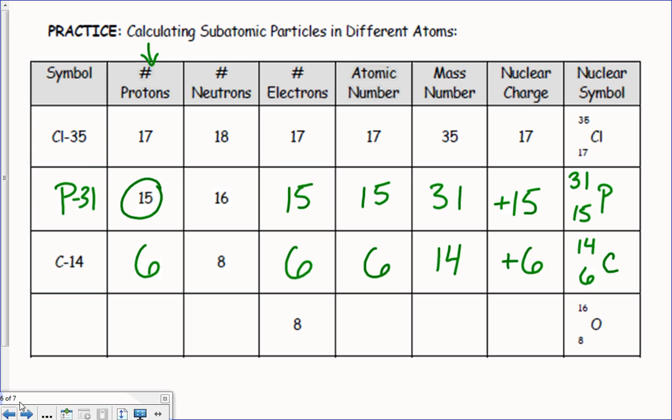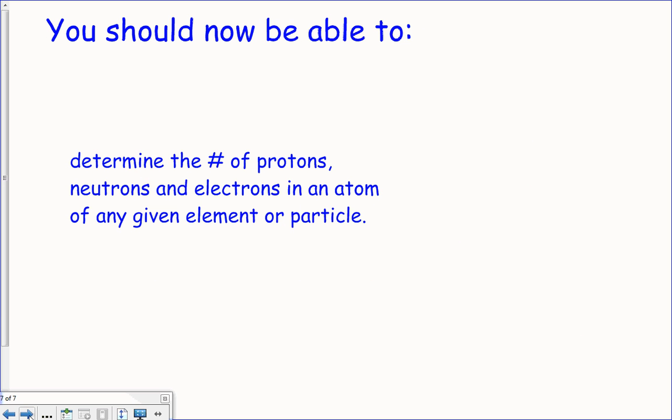So let us get to the end of this. You should now be able to determine the number of protons, neutrons, and electrons in an atom of any given element or particle. I know I went through the chart quickly, but you have to go and study and memorize these things. Otherwise, you will not be competent at this very basic and very important skill in chemistry. So appreciate it, watch it, rewatch it, know it.